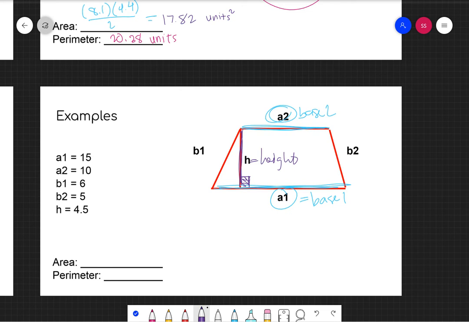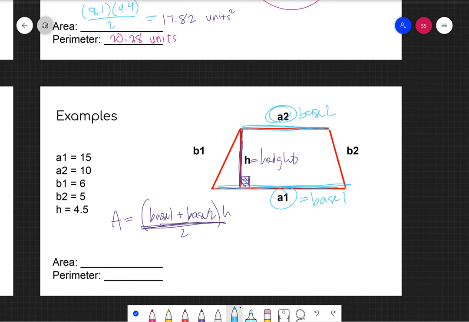All right, I'm going to write the formula for the area of a trapezoid first. So area, we're going to have base 1 plus base 2 multiplied by height and divided by 2. Again, if you're more comfortable with base plus base times height times 1/2, that's totally fine. It'll give you the same answer.